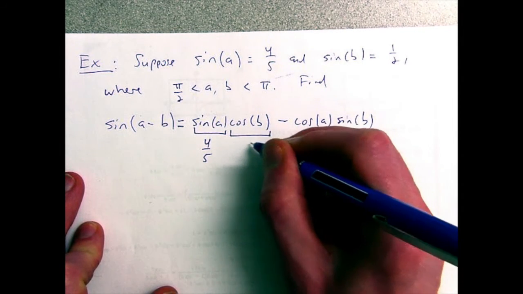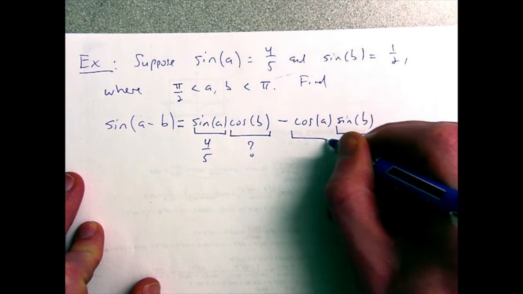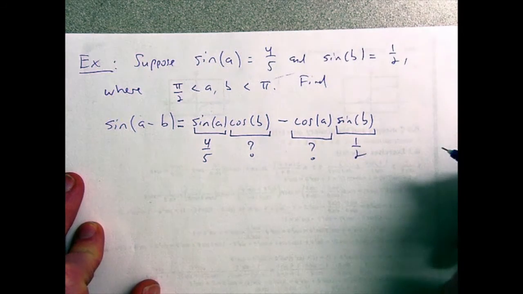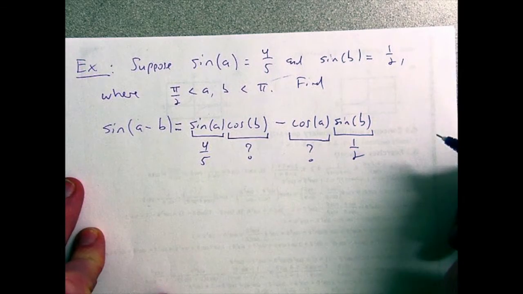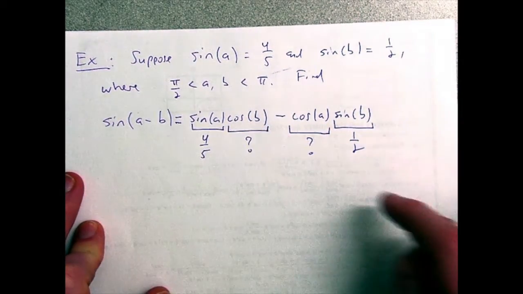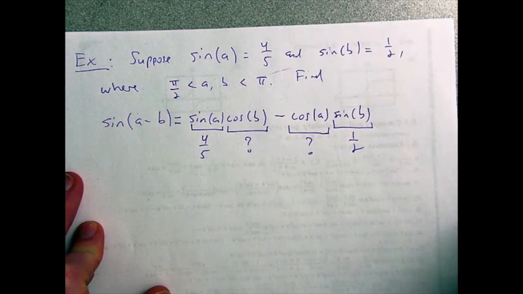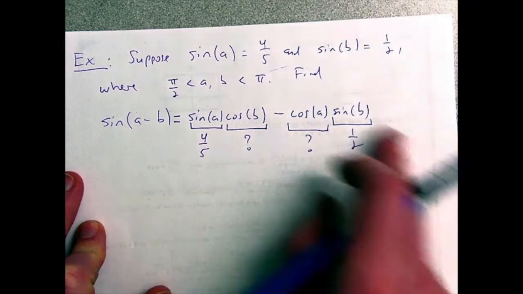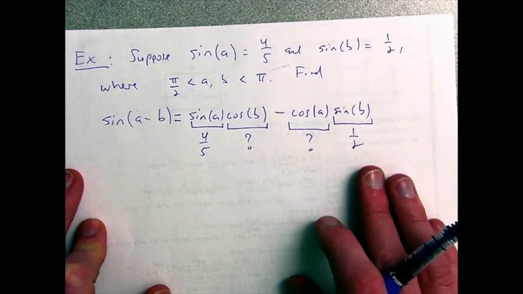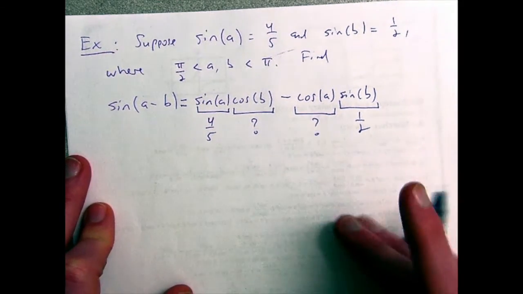On the other hand, some of this information is currently unknown. Cosine of B, I don't know what that is. Cosine of A, I don't know what that is. However, it turns out you can find these two things. You can find cosine of A, and you can find cosine of B. And once you do, you can fill these in with their values and then simplify, and we'll be all done. So let's start with cosine of A.